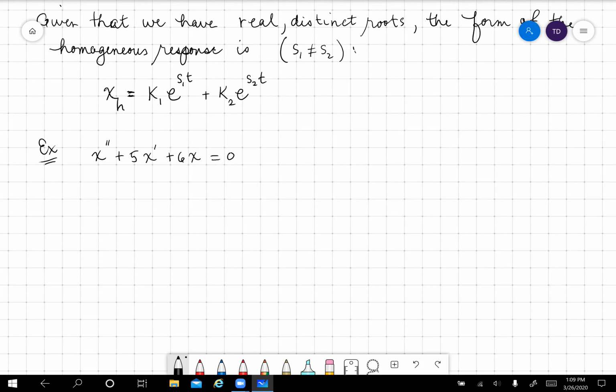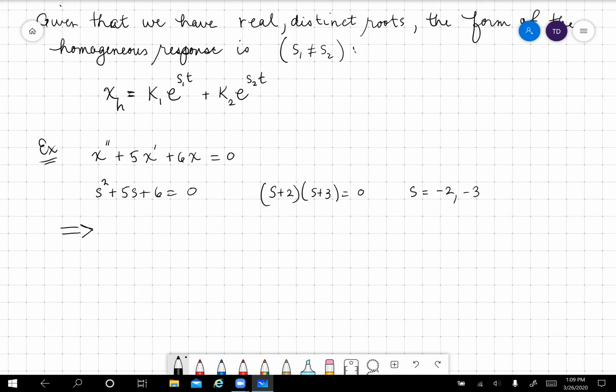So here's what we do. The very first thing we do is go right to the characteristic equation. S squared plus 5s plus 6 equals 0. We immediately go to that. Now we solve. (S plus 2) times (S plus 3) is equal to 0. So S equals -2 and -3. So we have our two values.